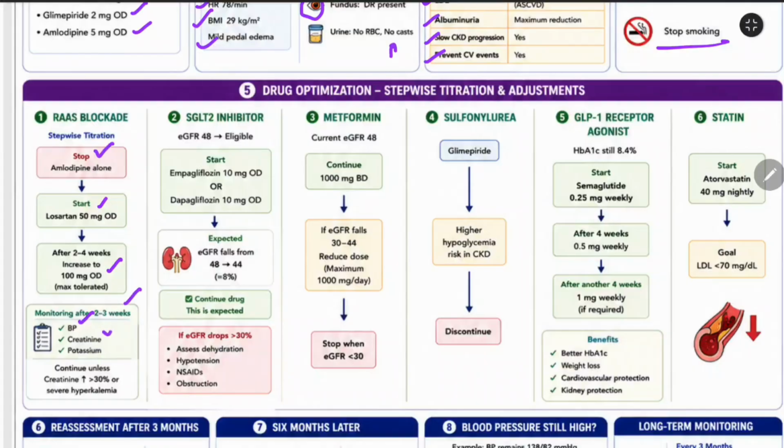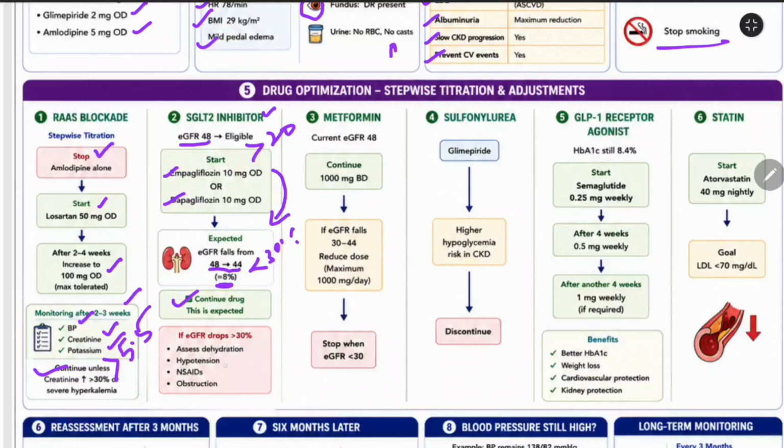What are we monitoring? BP, creatinine, potassium. We will continue this drug, losartan, unless creatinine increases so that the eGFR falls by more than 30%, or if there is severe hyperkalemia, I mean potassium more than 5.5. So we are starting an SGLT2 inhibitor also. eGFR is 48, which is more than 20, so the patient is eligible. So empagliflozin 10 mg OD or dapagliflozin 10 mg OD. Now when we have started the SGLT2 inhibitor, the eGFR is reduced from 48 to 44. So there is an 8% reduction, which is acceptable, being less than 30%. So we will continue the drug.